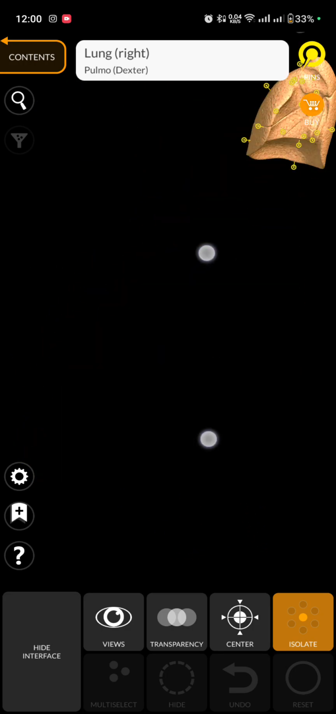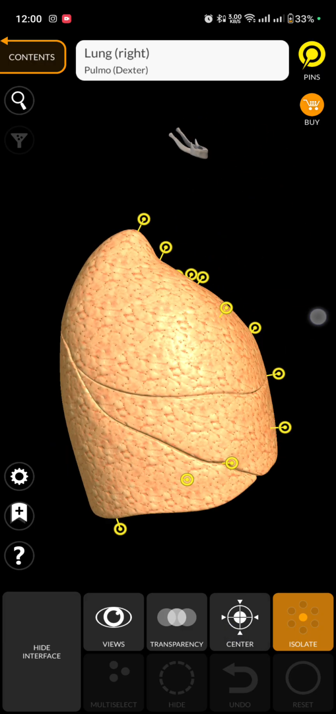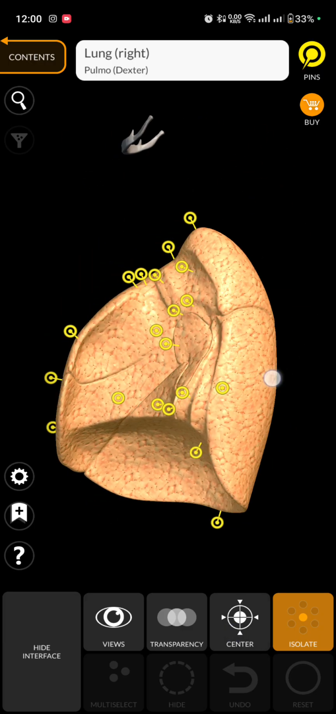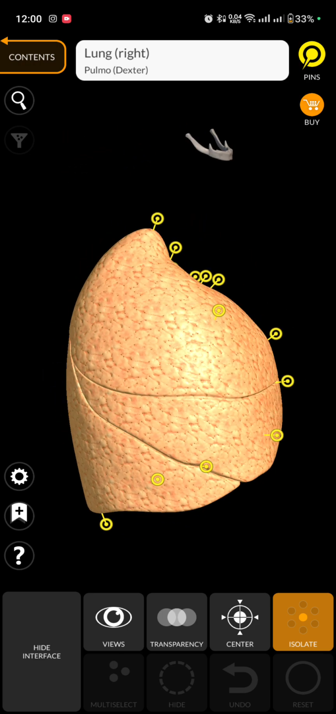That being said, now we will talk about the surfaces. There is the costal surface and there is the medial surface. The costal surface is marked by impressions caused by the intercostal spaces and ribs. The elevations are caused by the intercostal spaces and the depressions are caused by the ribs.